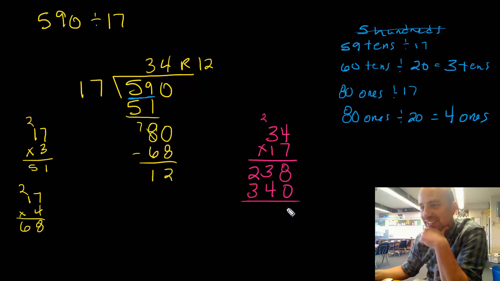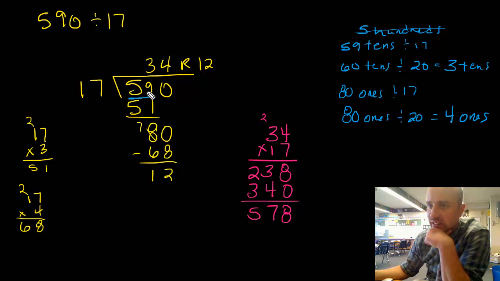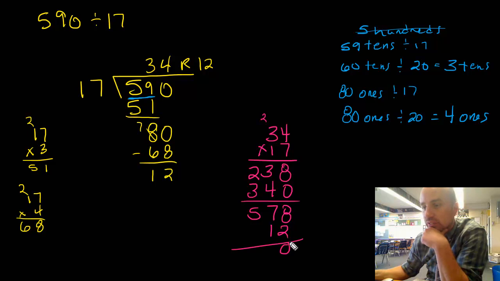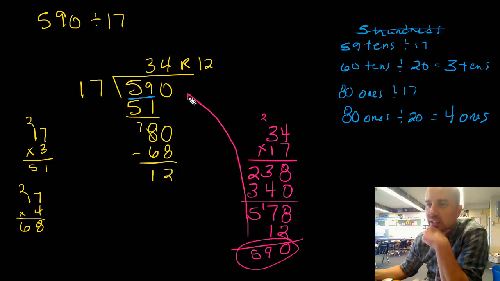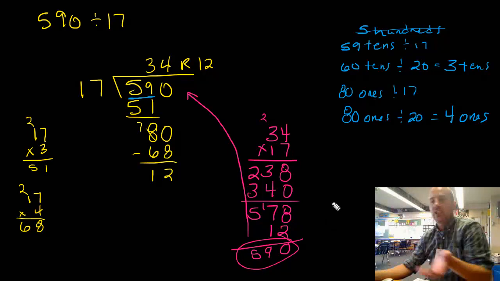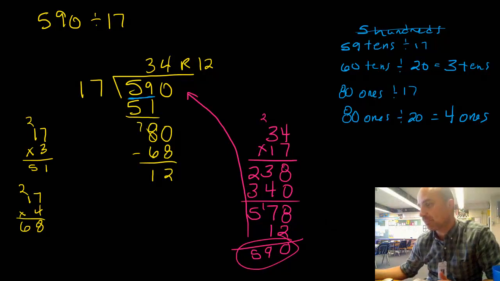And I'm going to add those up. I got 8, I got 7, I got 5. 578, which is not 590. But I also need to make sure that I'm putting in my remainder. I had a remainder of 12. And 8 and 2 is 0. Carry my 1. 7, 8, 9. And I get 590, which is exactly what I had in my original whole. And so that shows me that my answer is complete.